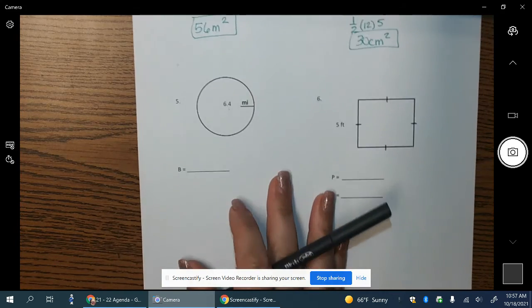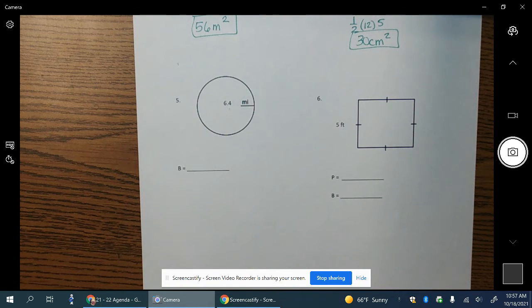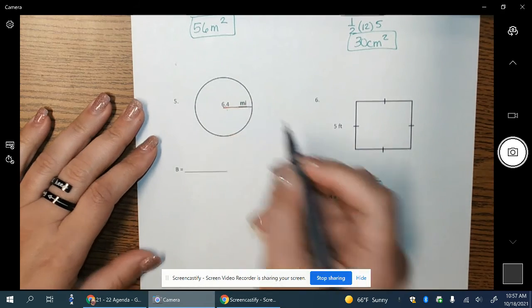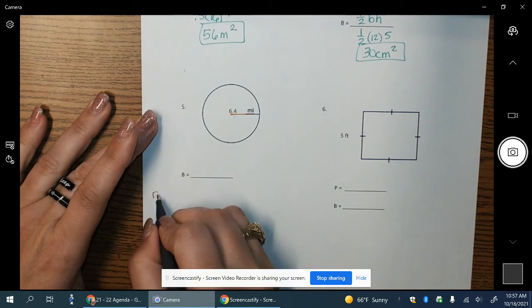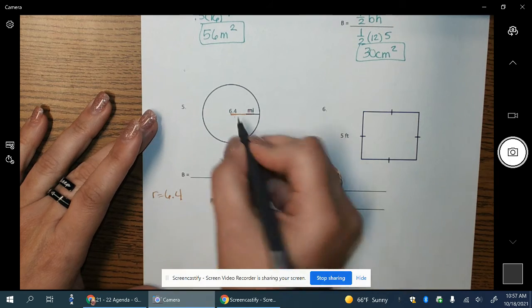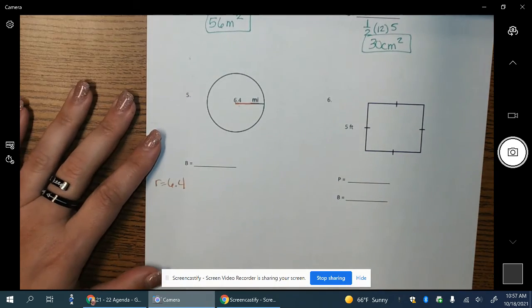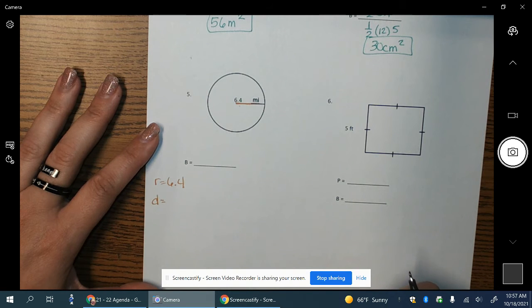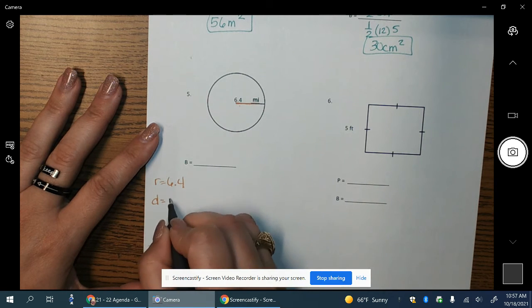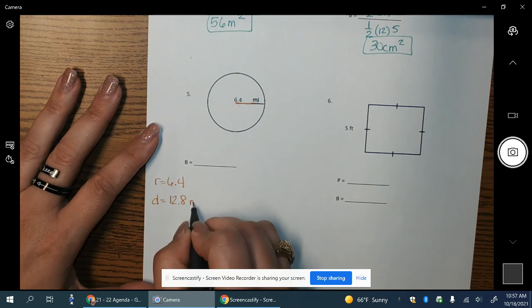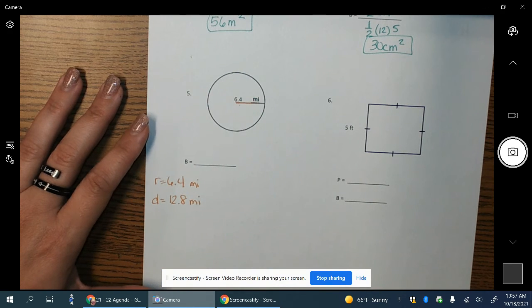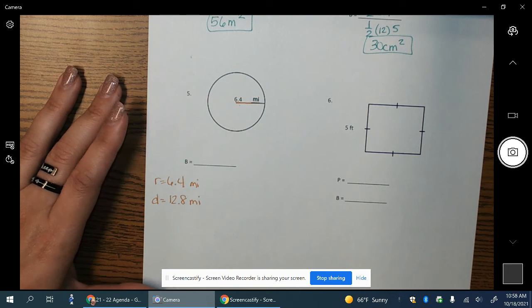All right, circles is probably going to be the one that you have forgotten the most, and that's okay. So what is 6.4? Is that the radius or the diameter? Radius. That's the radius. If I asked you for the diameter, what would you tell me? 12.8. And how did you get that? Add it twice or multiply it by 2, either one.